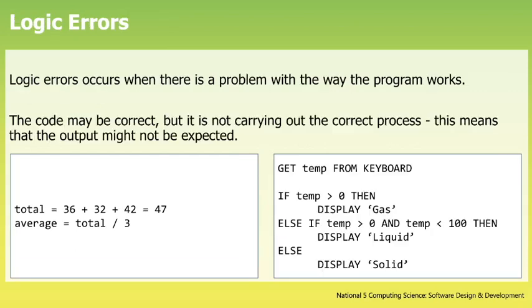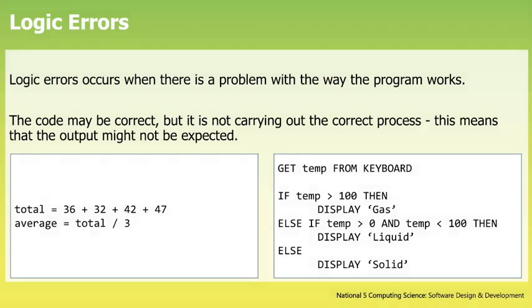The third kind of error we can get is a logic error. And logic errors is where there's a problem with the way the program works. So your code is perfectly fine, there's no syntax errors, there's no execution errors. When you run the program will work, but it doesn't give you the expected result. Let's have a look at the example on the left. We are adding four numbers up, 36, 32, 42 and 47. And we then want to find the average of those four numbers, but we're dividing by 3, not 4. So that means the program will work, we just won't get the average that we expected.